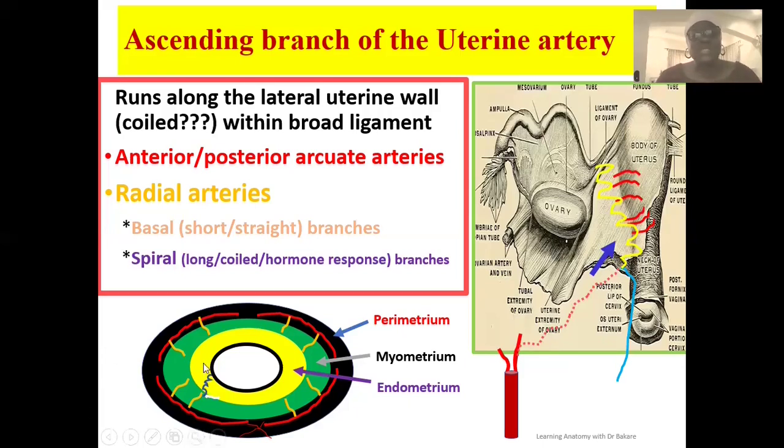So this is what is seen here in this image. But there are differences between the basal and also the spiral artery in terms of how they are configured. If you look at the basal artery here, you see that it is straight and also short. And because of this, it is not able to get into the deepest layer of the endometrium.